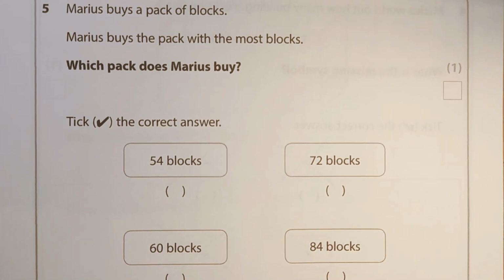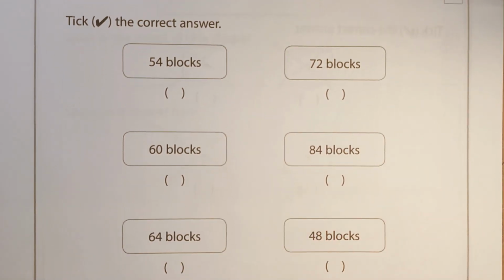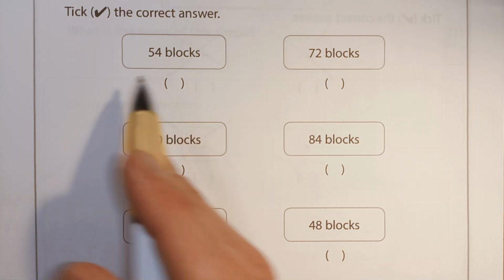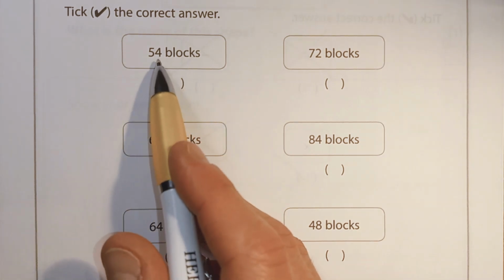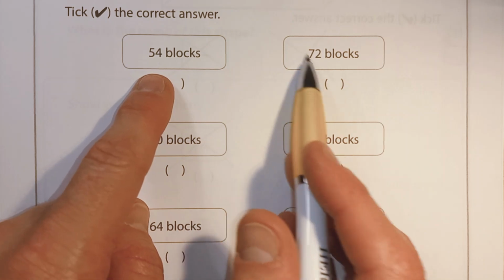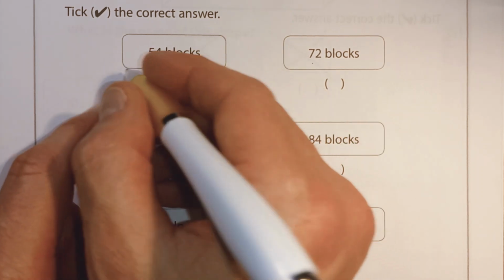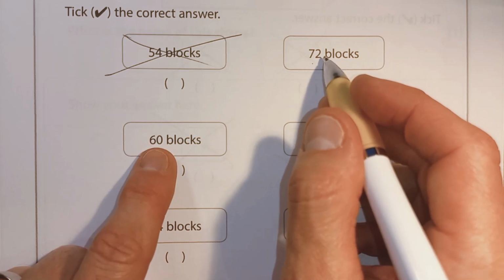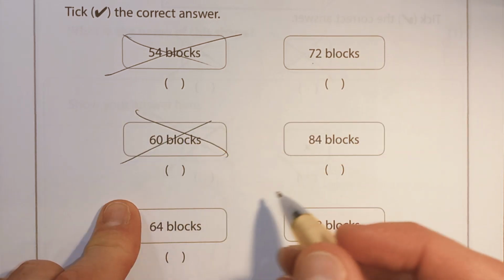Question 5. Marius buys a pack of blocks. Marius buys the pack with the most blocks. Which pack does Marius buy? Okay, so we want the most blocks, so we want the biggest number. Well, let's start with the first one, 54, and let's see if the next one's bigger or smaller. So 54, 72, yes, 72, it's in the 7 tens, it's bigger than 54. So 72. Is 60 bigger than 72? No, 60 is smaller than 72, so it's not that one.